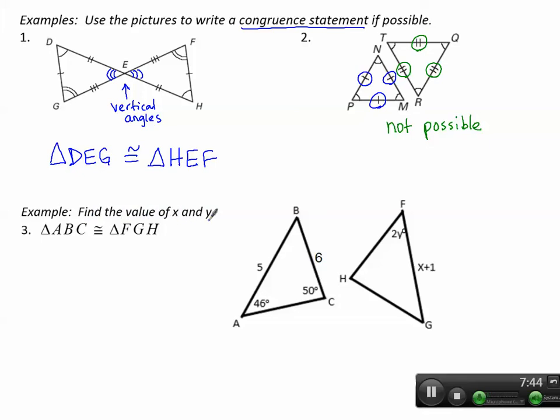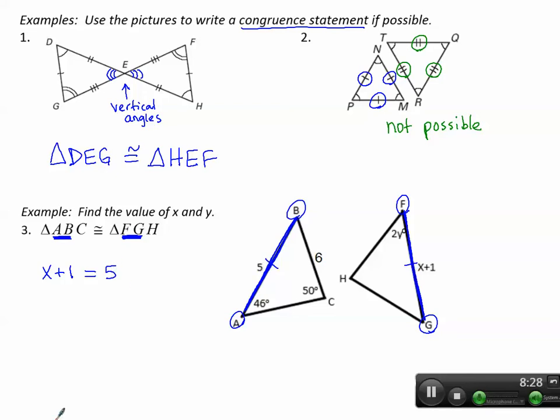Find the value of x and y. Notice the given congruent statement. Triangle ABC is congruent to triangle FGH. Now I notice that x is on a side, and that is the side that connects points F and G. Looking at my congruent statement, F and G are the first 2 letters, so that means that side corresponds to side AB. So I look where side AB is, and it's this side right here. So I know that this side is congruent to this side, and therefore x plus 1 has to equal 5 because those will be the same measures.